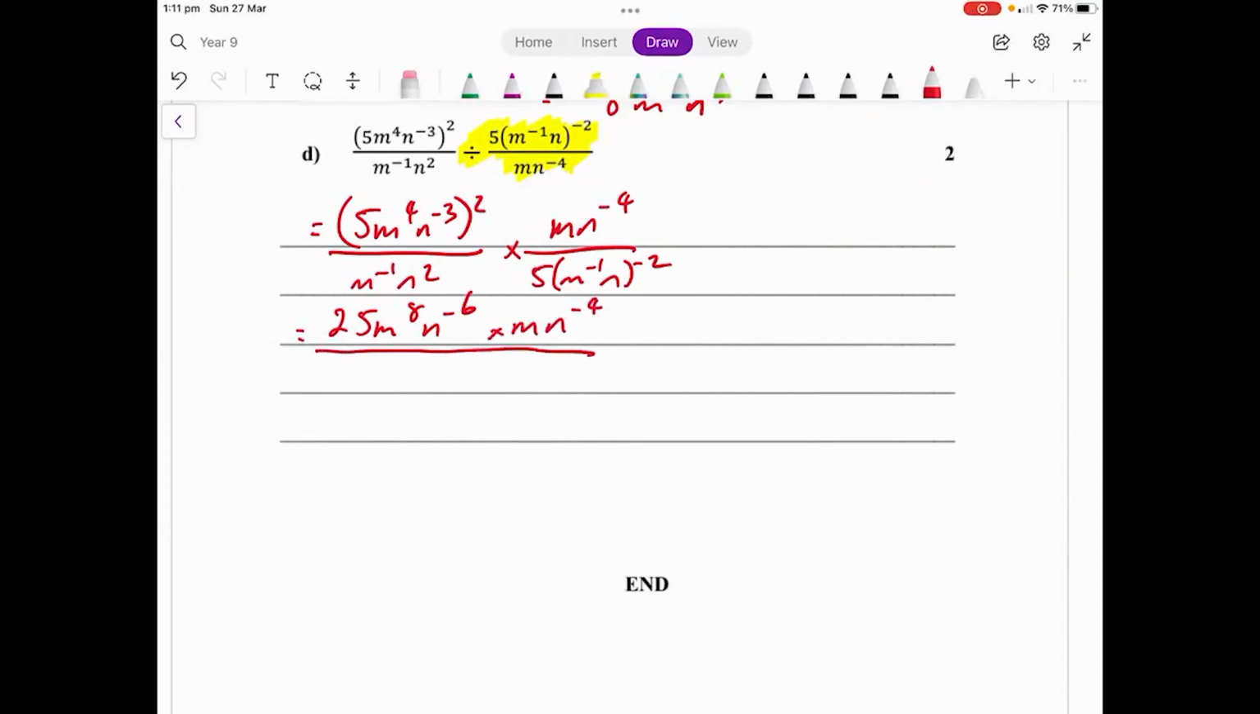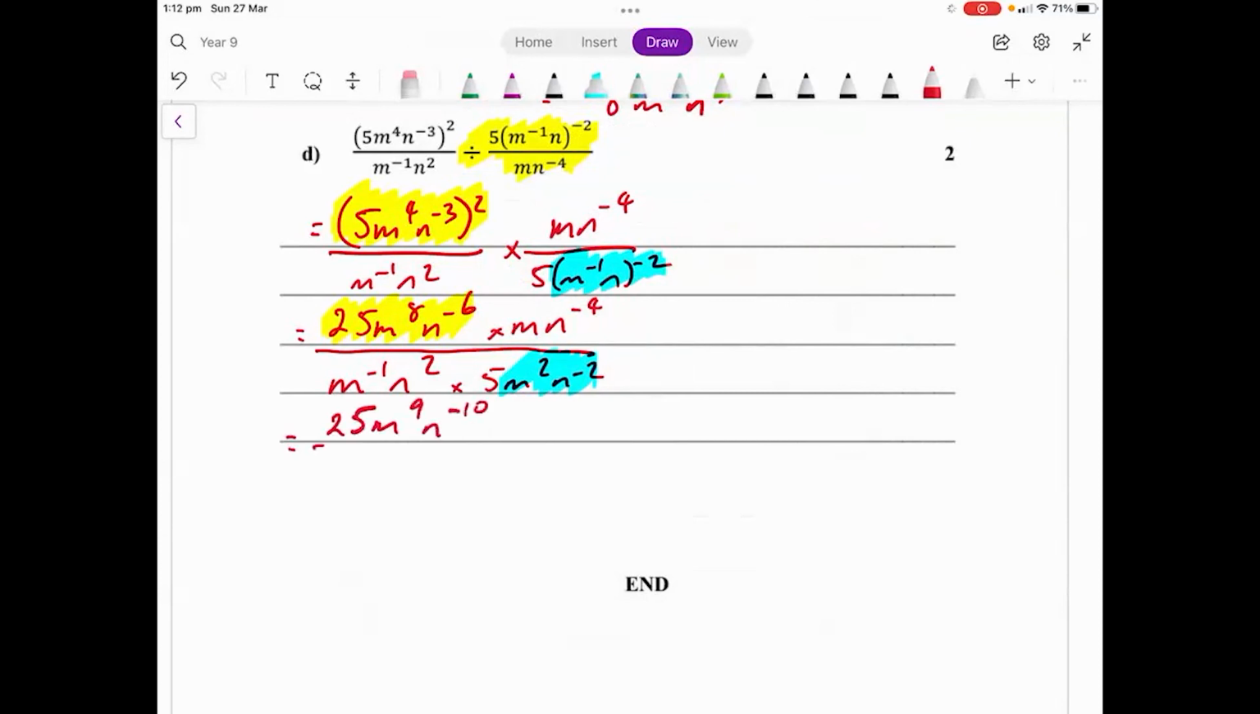Now I need to clean up the numerator and the denominator. For the numerator, 25 I leave alone. Add the powers of m. That gets me m to the power of 9. Combine the powers of n. That gets me n to the power of negative 10. On the denominator, I leave 5 alone. Add the powers of m. Minus 1 plus 2 is 1. So that's just m. For n, it's 2 minus 2, which is 0, so I don't need to write any n's. Finally, I can simplify to get my final answer.